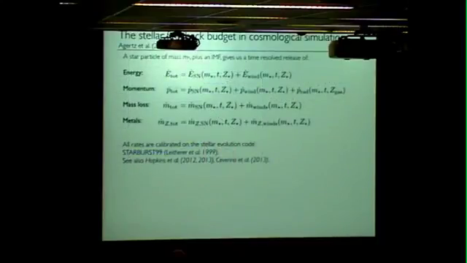So this is what we have done. Here's a matrix of the terms that we have in our feedback recipe. The energy injection is coming from supernovae and the stellar winds. Momentum is coming from supernovae, stellar winds, and the radiation. And we have mass loss and metal enrichment from various sources. These are all calibrated on stellar evolution codes like Starburst99.